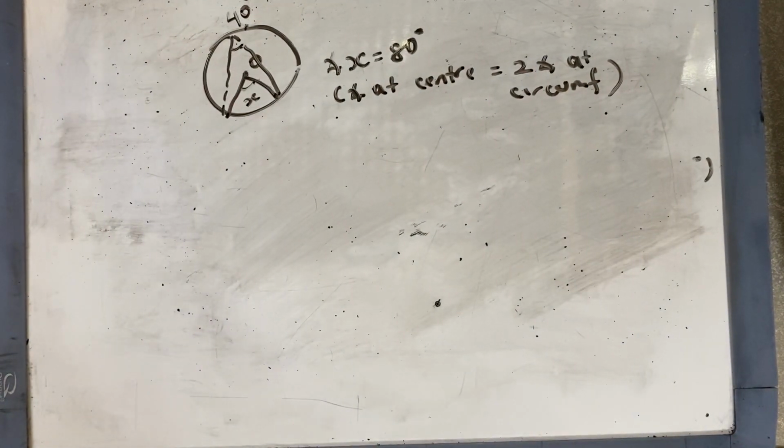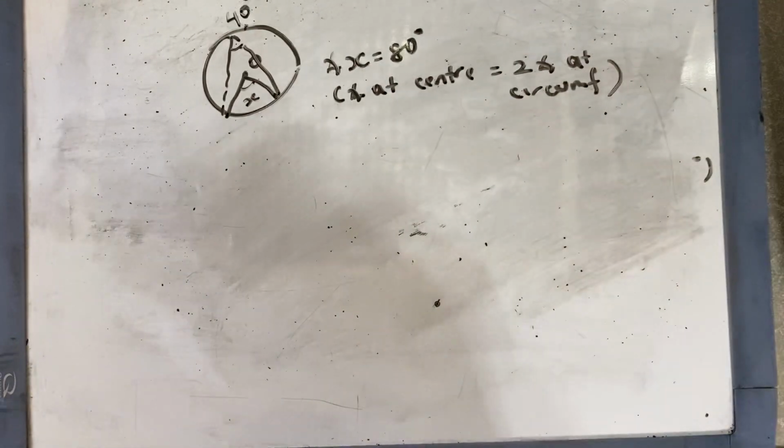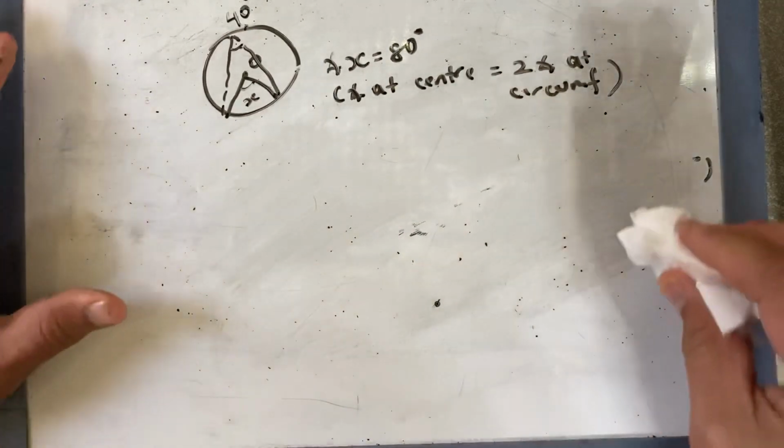That is how you calculate the third theorem. Angle at center is 2 times the angle at the circumference.